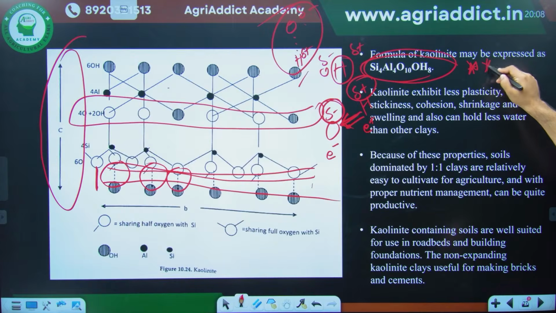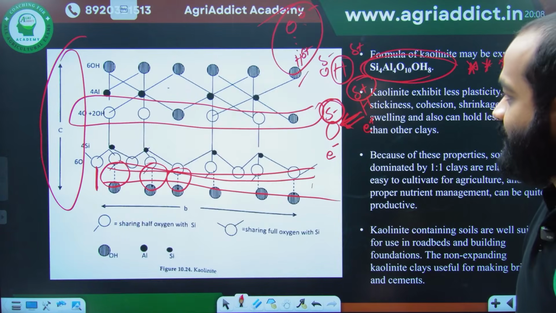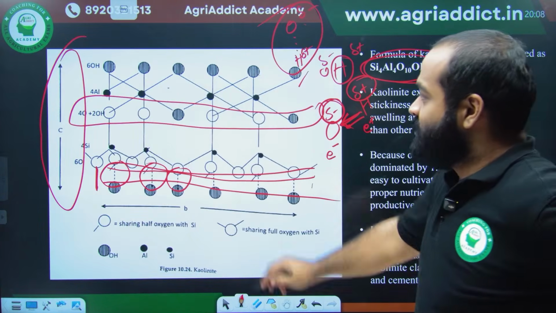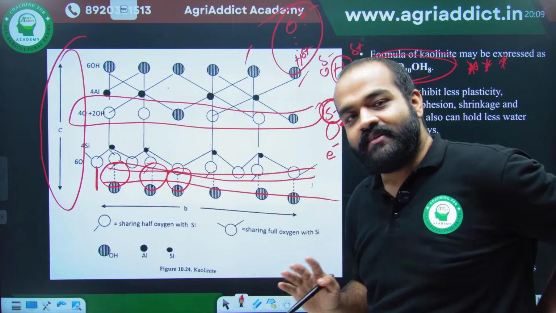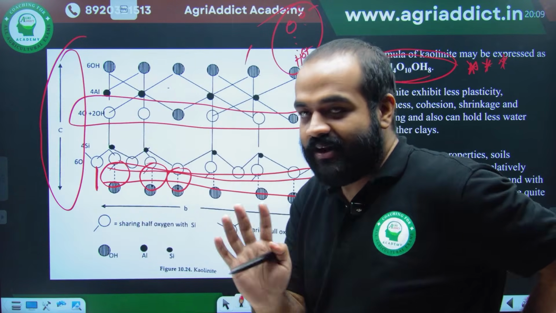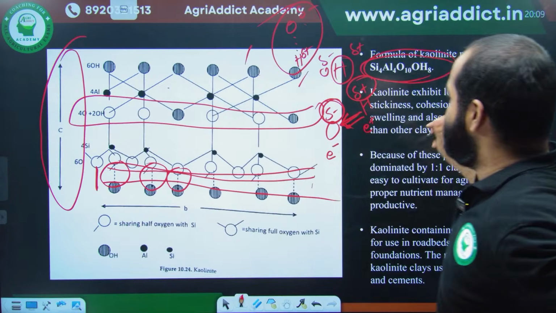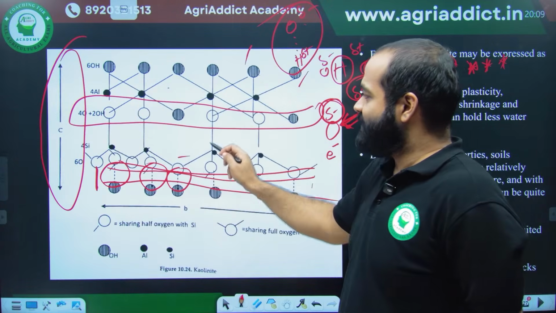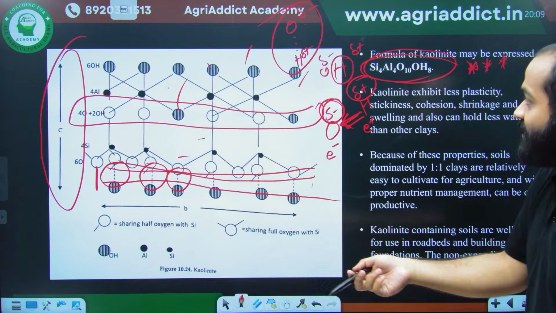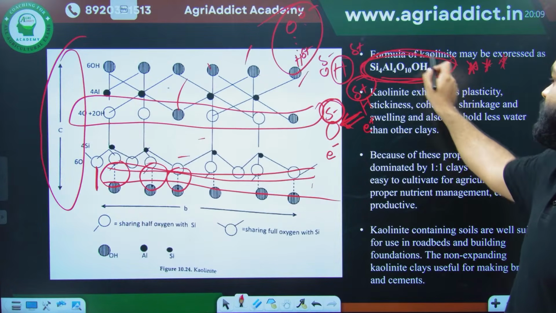I will emphasize, please remember the formula of kaolinite, because sitting in the exam hall you cannot devise the formula. You cannot draw the structure and then derive the formula, there will not be that much time. That you can do in your university exam, but not in JRF, SRF, ASRB, ARS, in some you cannot. So you have to remember, right? If you look from here, it is very easy to figure out, but you don't have the time. So it will be Si4, Al4, O10, OH8. This formula should be memorized.